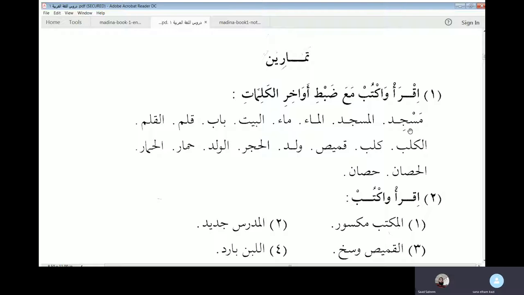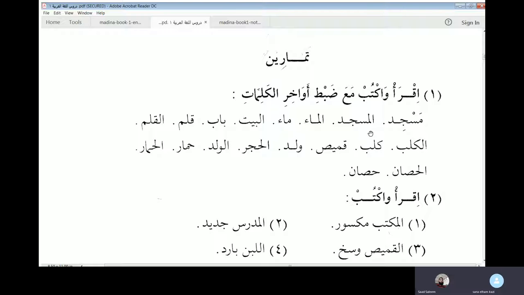Okay. Masjidun. Al Masjidu. Read and write. Ma'a dabti means with correction. Ma basically means with. Dabt means firmness, strictness. But in translation we call it with correct endings. Awakhir al kalimat, endings of the words. So the literal translation means with the firmness at the end of the word. But in translation we call it with correct endings. Which means basically in Arabic we don't read vowels at the end of the word, but in this question he is asking you to read vowels at the end of the word also.